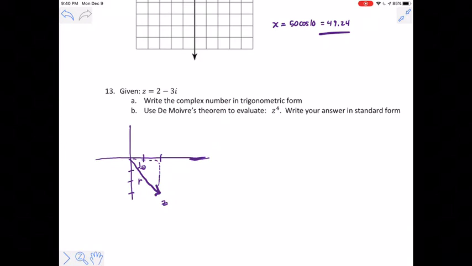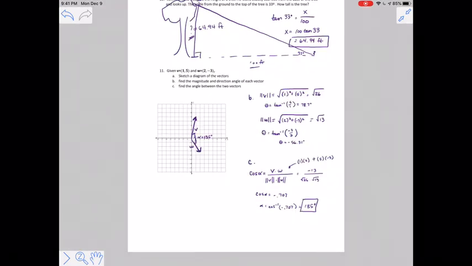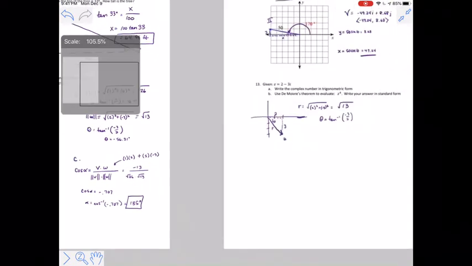So this is just the Pythagorean theorem. If we have 2 and 3, then r is equal to the square root of a squared plus b squared. So 4 plus 9, that's 13. And the angle there is going to be the inverse tangent of negative 3 over 2, and I feel like we just did that one somewhere. I think it was question 11. Yeah, it's negative 56.31.